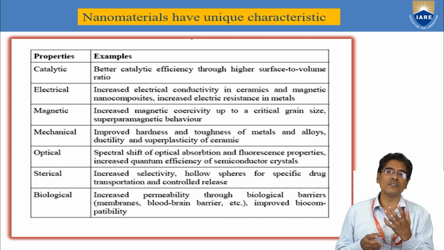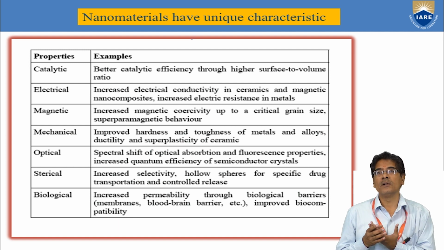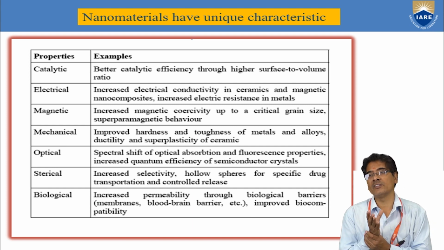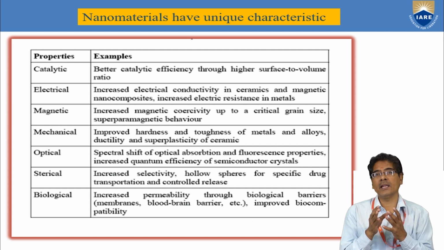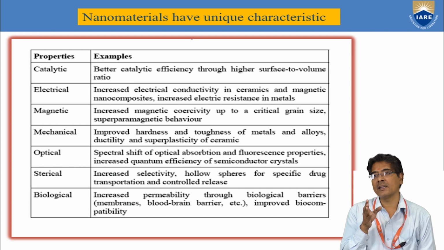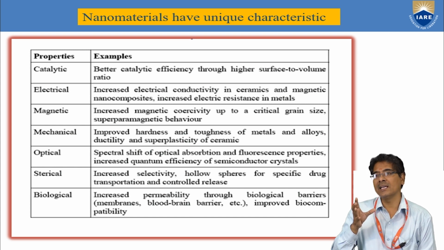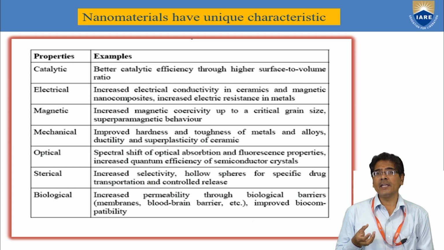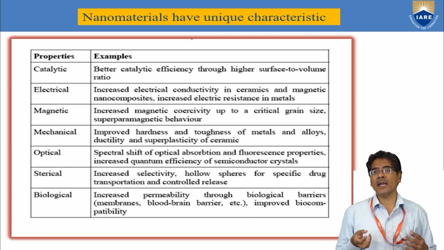The electrical resistance can also be increased because we have certain scattering parameters for different electrical properties. That means how the electrons are being scattered. So that is increased electrical resistance in materials, that is, the specific resistance of metal can be increased when we speak about the electrical property. If you come to the magnetic property, we have increased magnetic coercivity up to critical grain size.